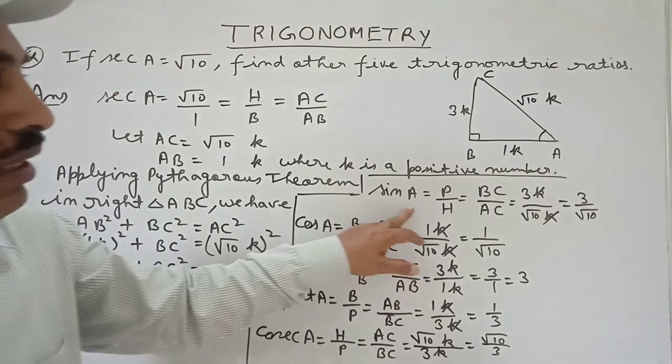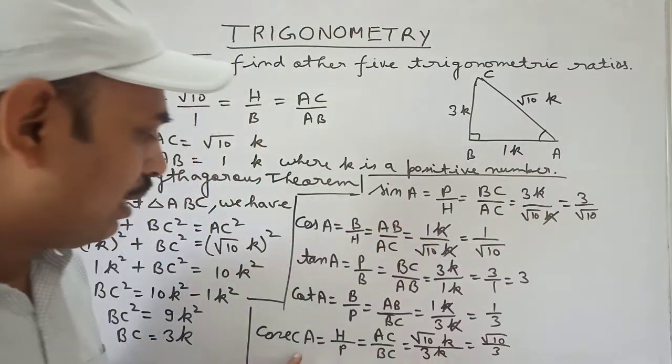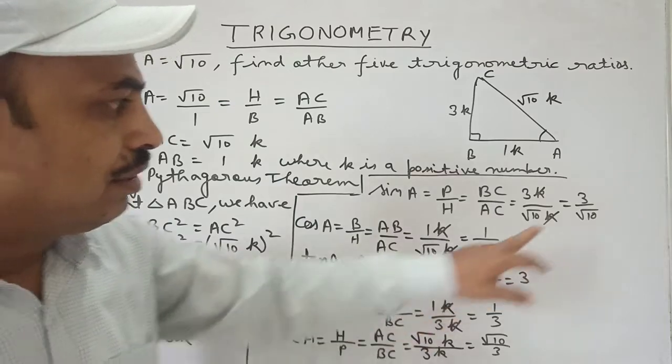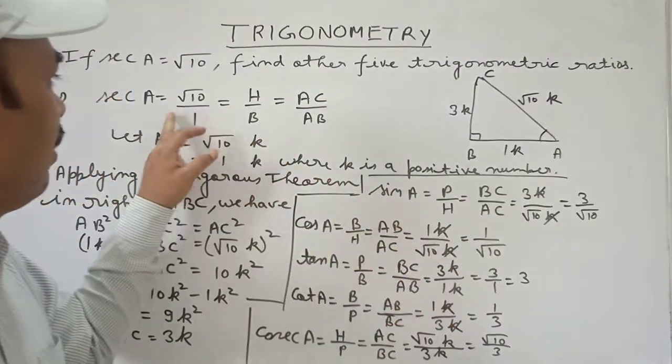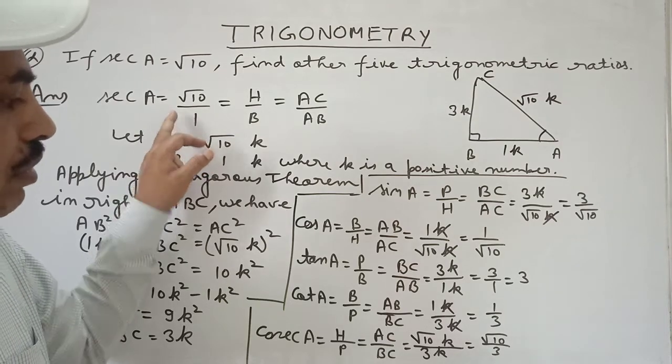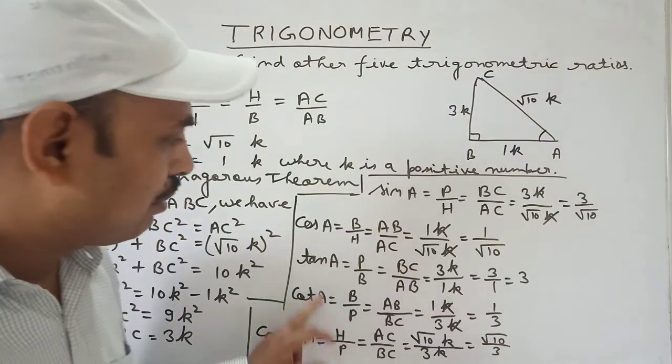Now check, sine is 3 upon root 10. Cosec is reverse of sine, root 10 upon 3. Cos is 1 upon root 10. Sec is reverse of cos. Tan is 3. Cot is reverse of tan, 1 upon 3.